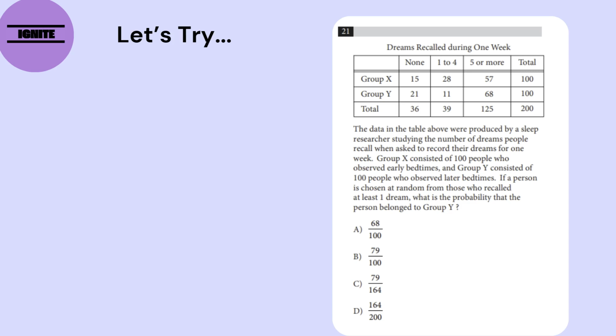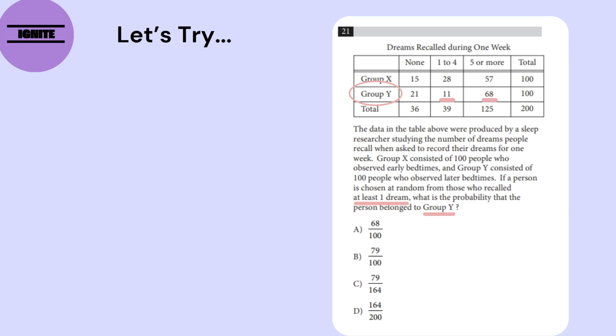Now, let's unpack this. We're asked, if a person is chosen at random from those who have recalled at least one dream, what is the probability that they belong to Group Y? What is the specific data we need to find? We need to find people who are in Group Y that have recalled at least one dream. Who have recalled at least one dream? Well, it's obviously going to be 1 to 4, they recalled at least one dream. And having 5 or more also recalled at least one dream, as 5 is more than 1. Now, what is this out of?